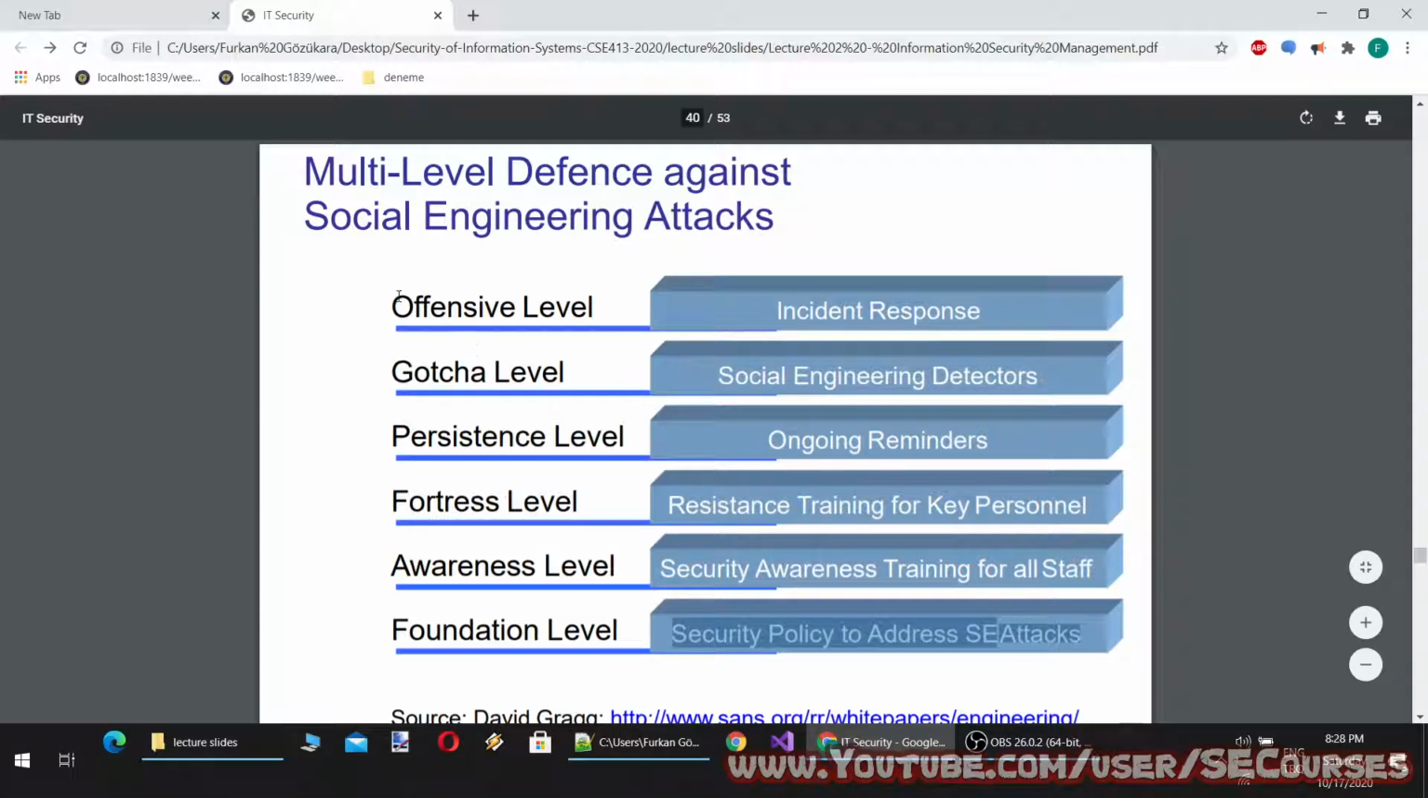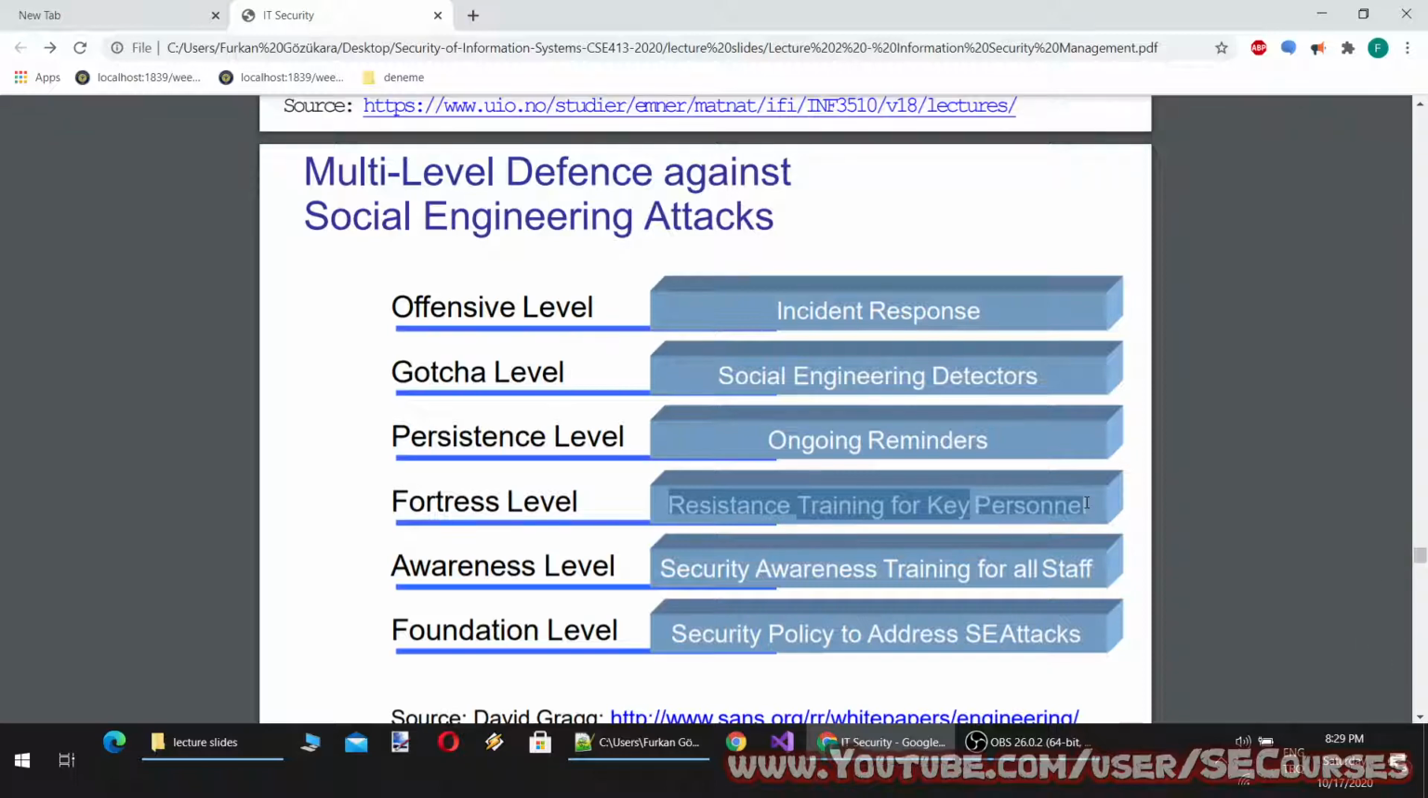So the offensive level is the lowest level. You just respond to an incident after it happened. Gotcha level, social engineering detectors: you have detectors to detect whether social engineering is happening or not. Persistence level, ongoing reminders: you continually remind staff. Fortress level, resistance training for key personnel.